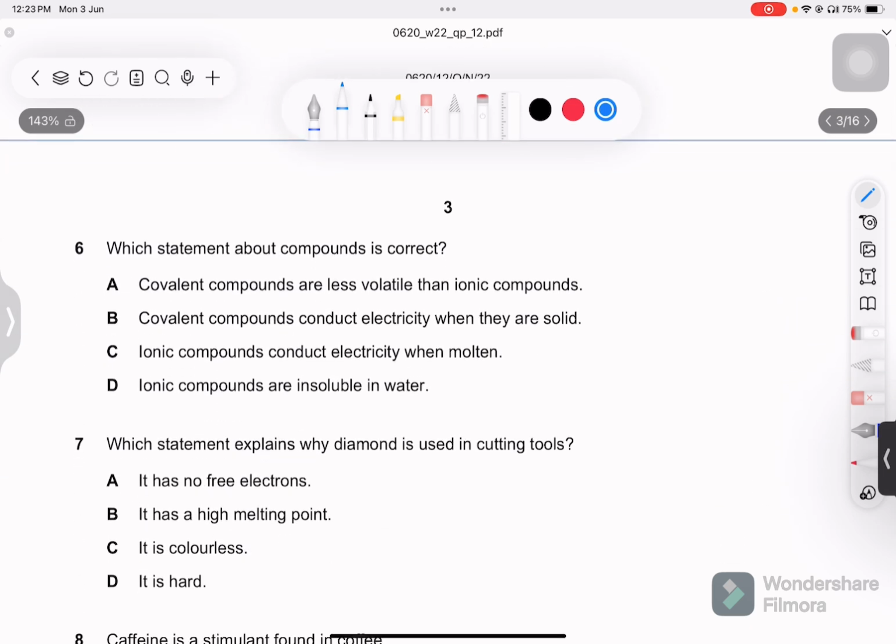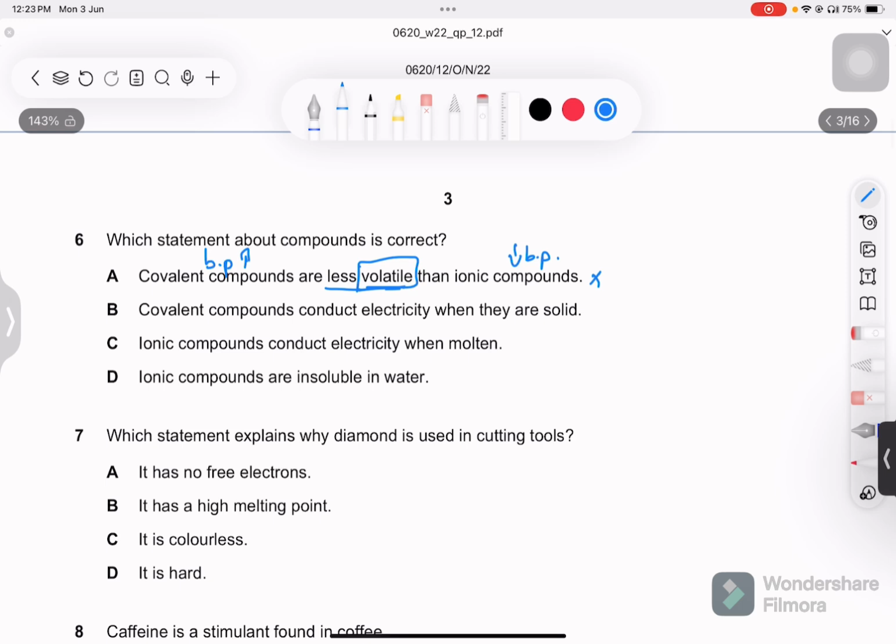Next, which statement about compounds is correct? Covalent compounds are less volatile than ionic compounds. So being volatile means that they can be turned into gases easily. Volatile means the tendency of a substance to vaporize, which means how easily a substance can turn into a gas. So less volatile means that they can turn into gas less easily than ionic compounds. Which means that covalent compounds should have a higher boiling point and ionic compounds should have a lower boiling point than covalent compounds, which is not true. Covalent compounds are more volatile because they can turn into gases more easily.